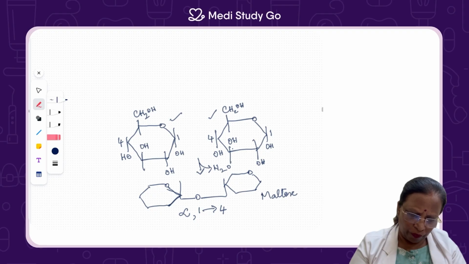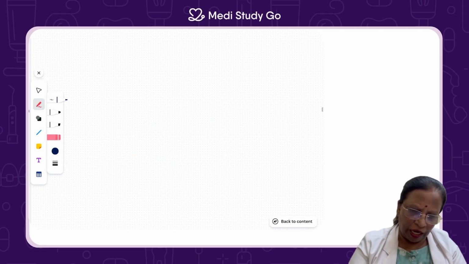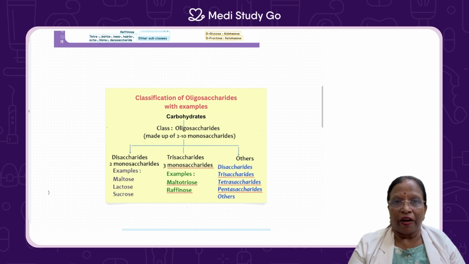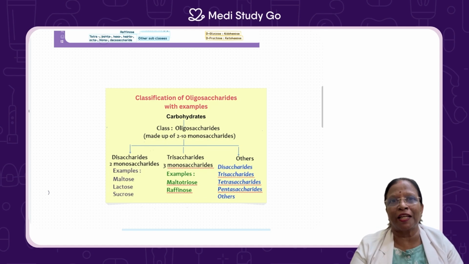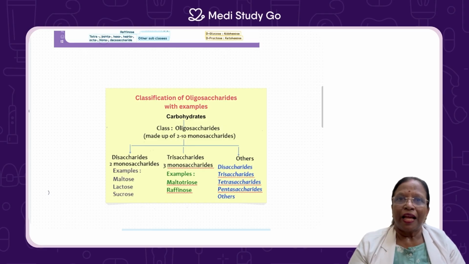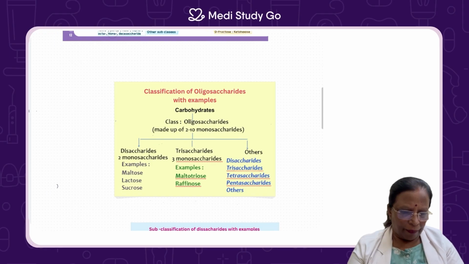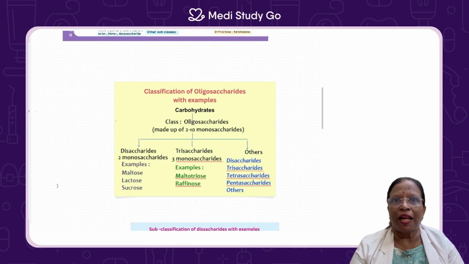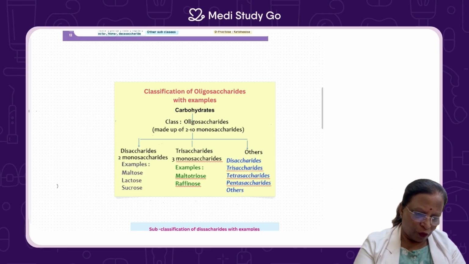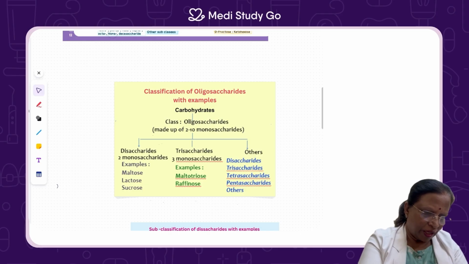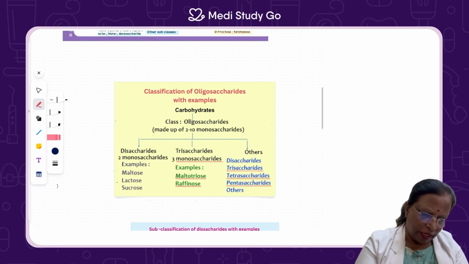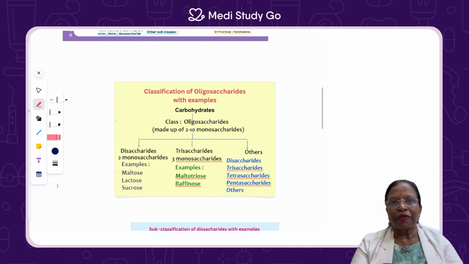Now let us go to the subclassification of the class. Oligosaccharides can be divided into subclasses based on the number of monosaccharides that you get on hydrolysis. That which gives rise to 2 monosaccharides is called a disaccharide. Examples for disaccharide: maltose, lactose, sucrose, trehalose. Remember, all of them have to be told with a D in the front. So D-maltose, D-lactose, D-sucrose. All these are disaccharides.